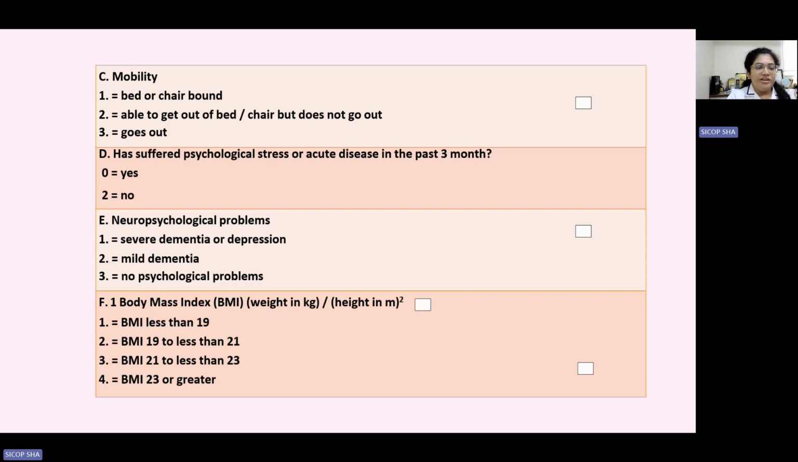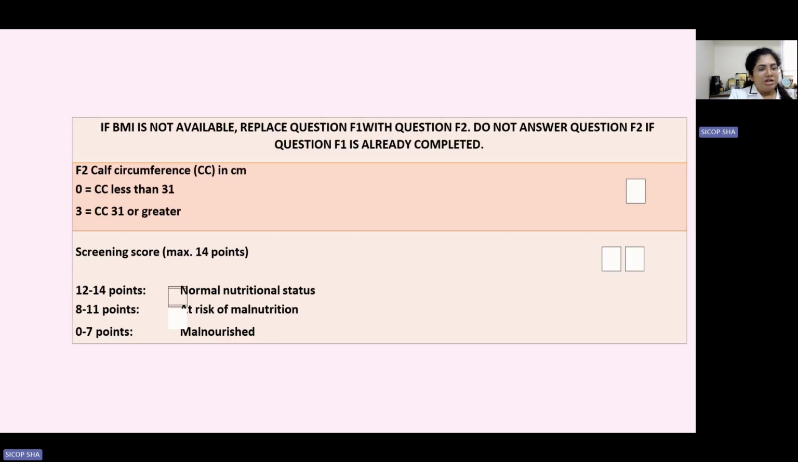Next is mobility: bed or chair bound, able to get out of the bed or chair but does not go out, or goes out. We score accordingly whatever our patient is doing. Has suffered psychological stress or acute illness in the past 3 months, yes or no? Neuropsychological problems: severe dementia or depression, mild dementia, or no psychological problems. Body mass index: less than 19 up to BMI 23 or greater. So we have to look for BMI also. If BMI is not available, replace question F1 with question F2.